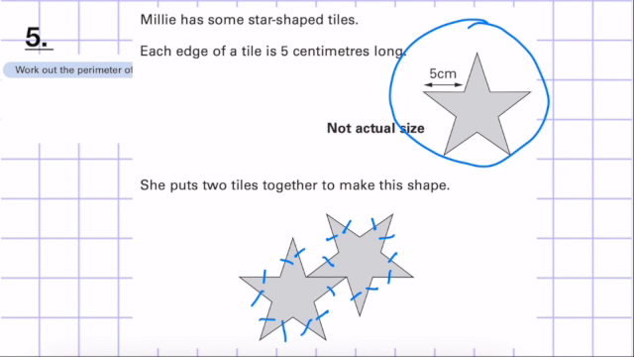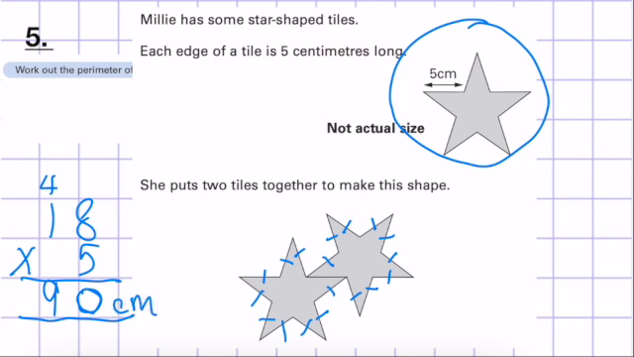Pause the video. Okay, we're going to do 18 times 5 using the column method. 5 times 8 is 40. 0 goes here, and the 4 goes here. 5 times 1 is 5, plus 4 is 9. So in total, the perimeter of Millie's new shape is 90 centimetres.